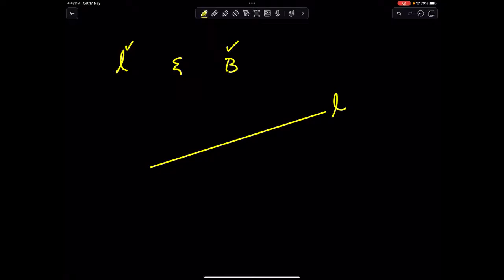The concept is: a line L will be given and a point B will be given. These two will be given. And the question is: find the shortest distance from point B to line L. So make a rough sketch. This is line L, this is point B, and we need this distance, the perpendicular distance from B to line L.